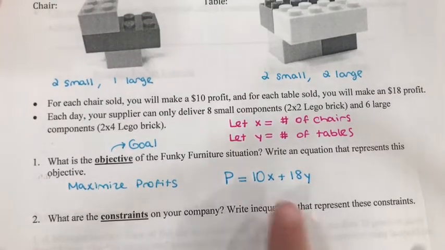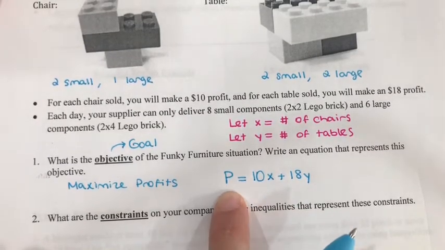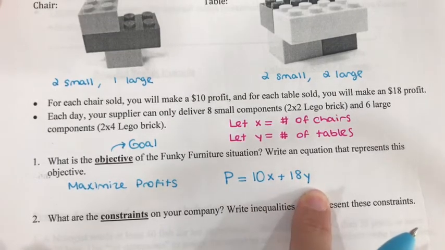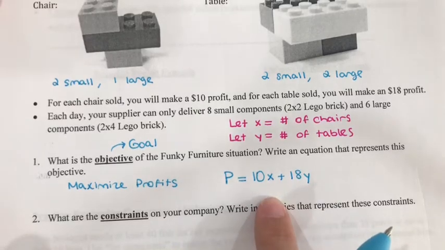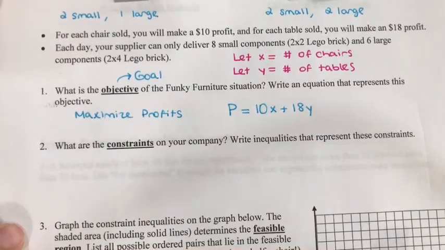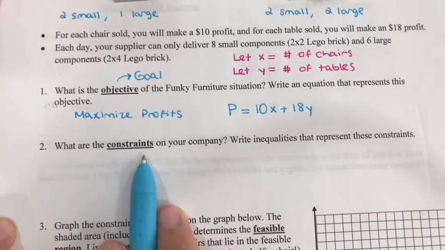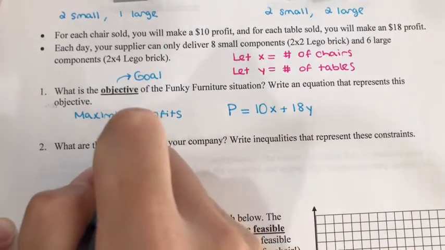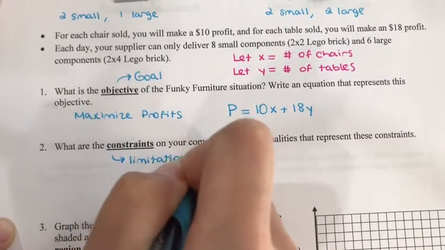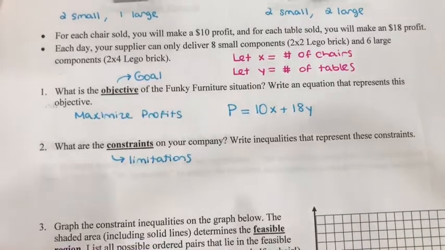Now, obviously, we won't know the amount of profit we're going to make unless we can figure out how many of each item we should sell. That's part of what we're going to be figuring out in these problems. Our next question asks, what are the constraints on your company? Constraints are like limitations. What's limiting our production?